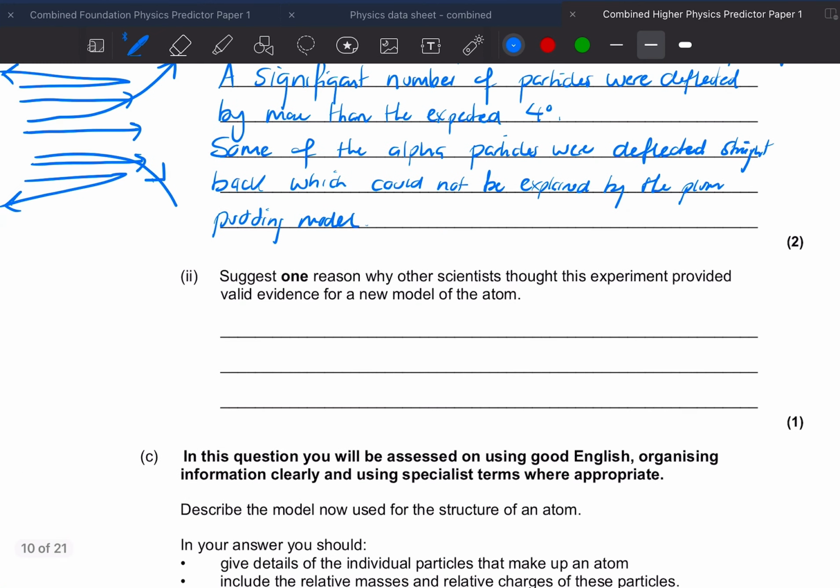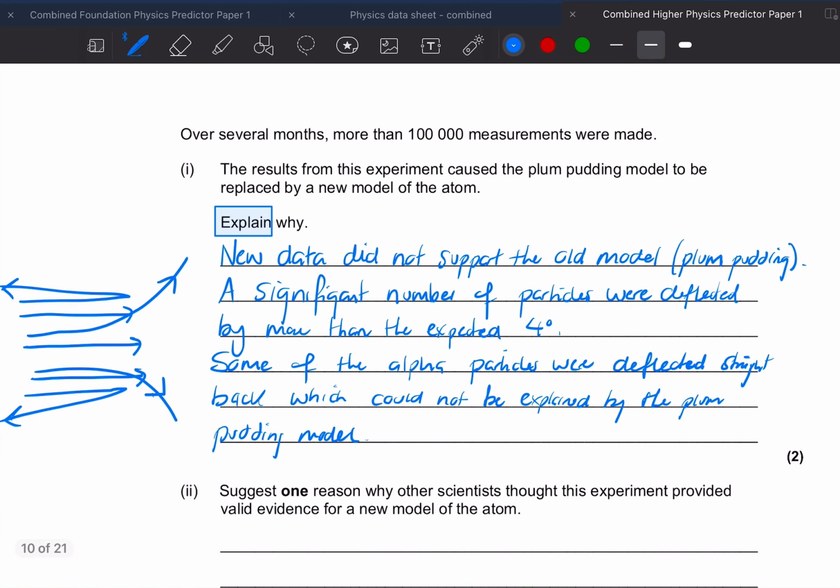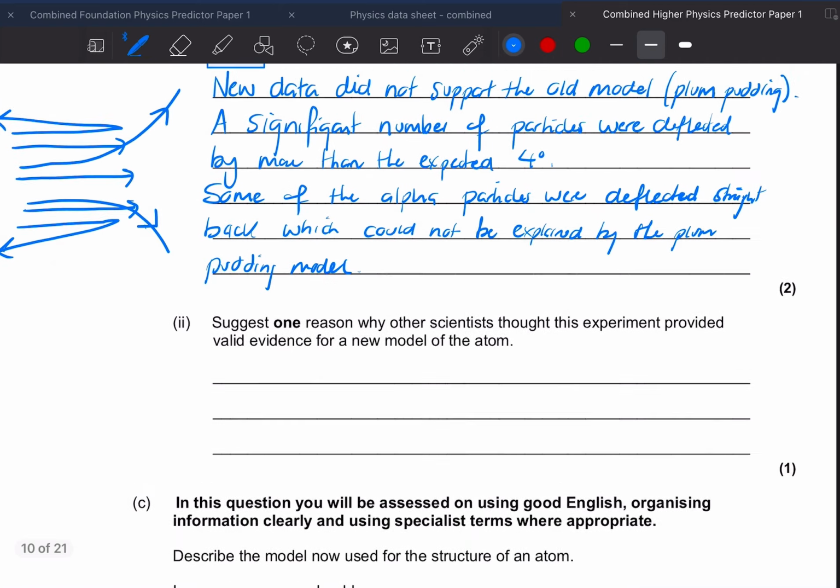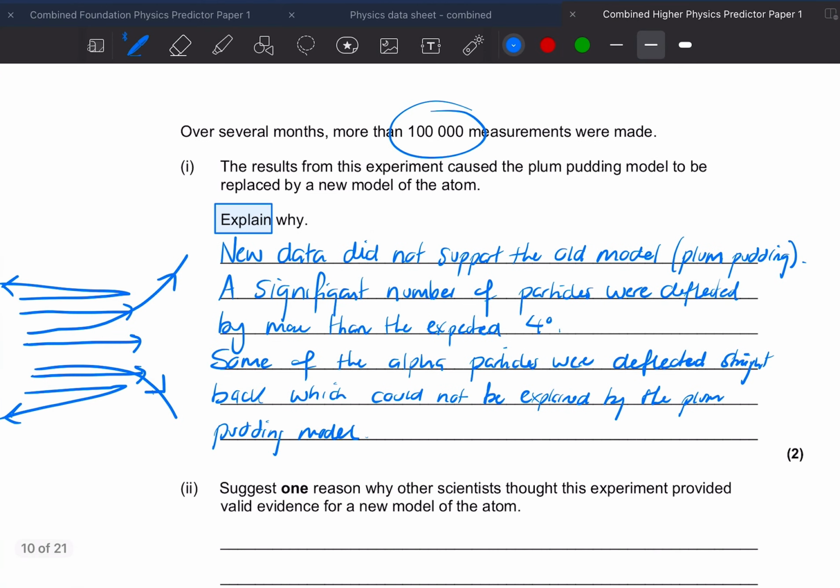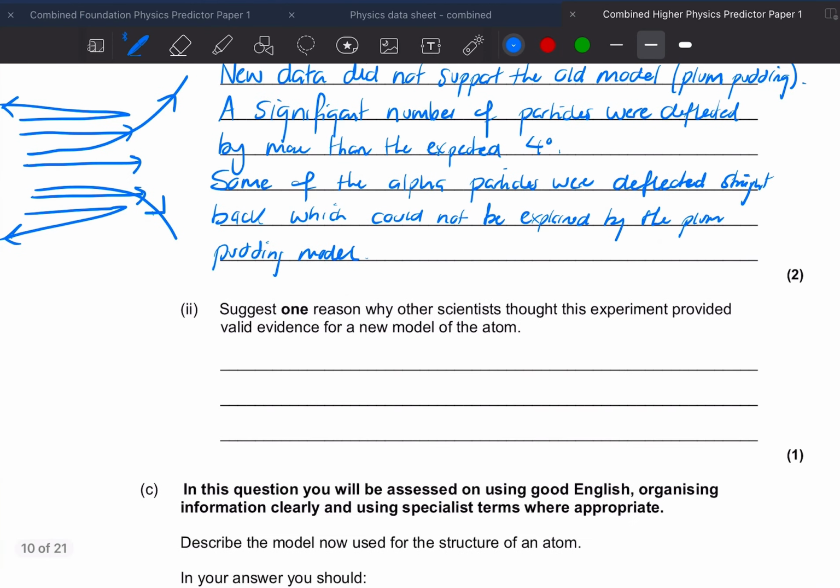Suggest one reason why other scientists thought this experiment provided valid evidence for the new model of the atom. It's only worth a mark. The key is probably here. They did more than 100,000 measurements. You know, in science we always say, "Oh, repeat your results 3 times so it can be reliable." They've done 100,000, so it's pretty reliable. So they took 100,000 measurements.